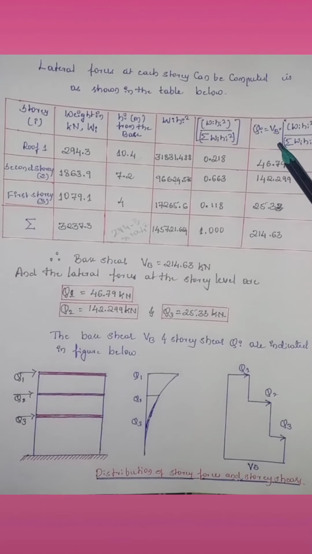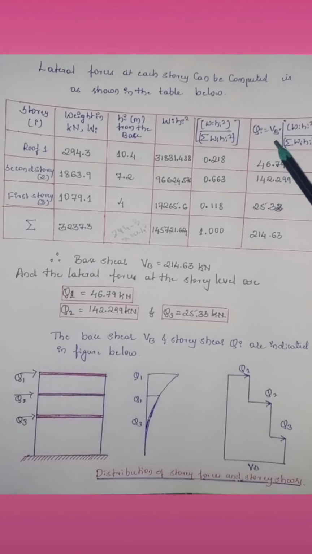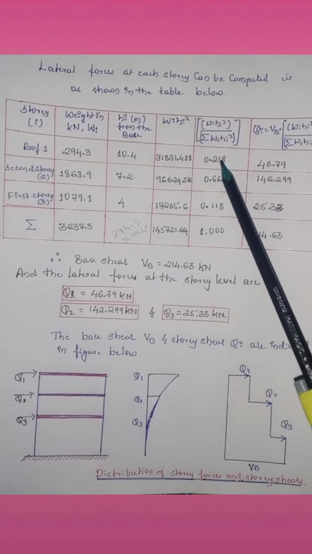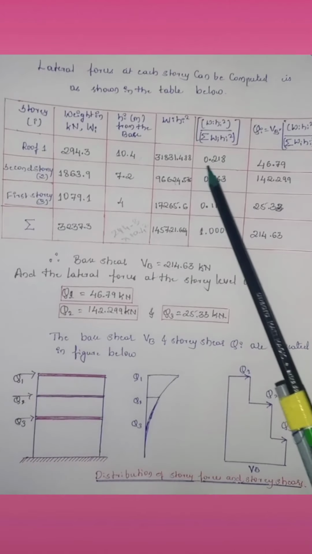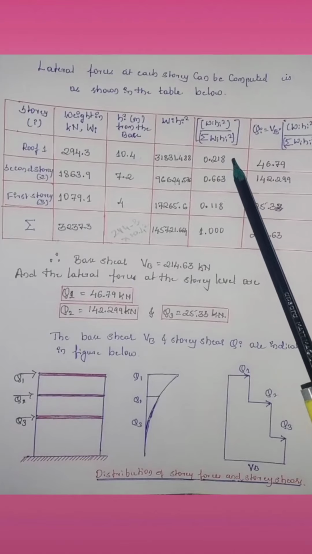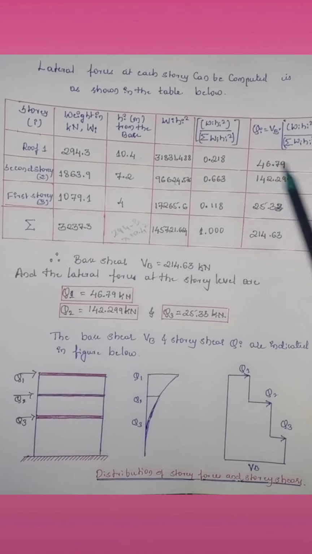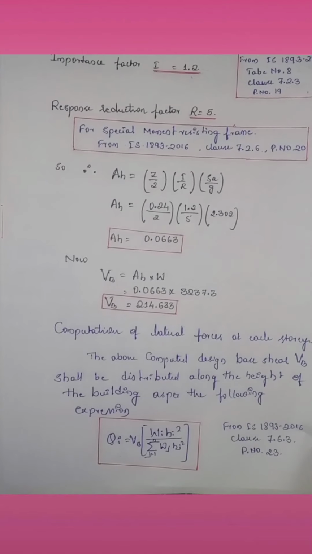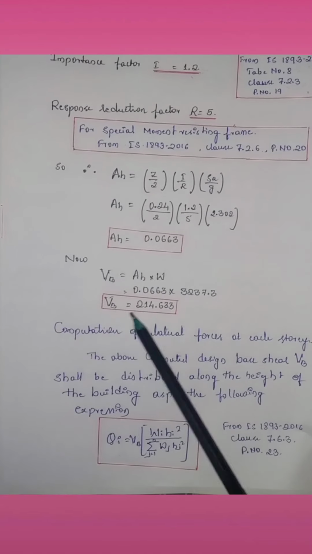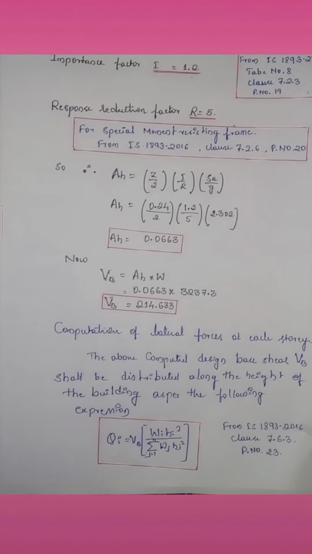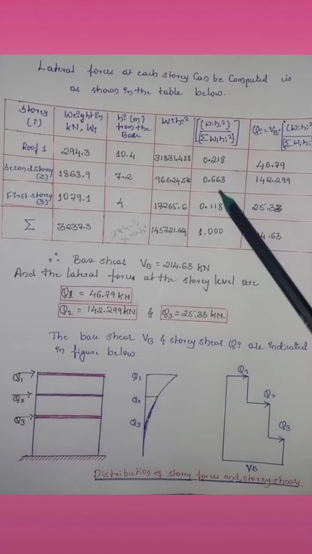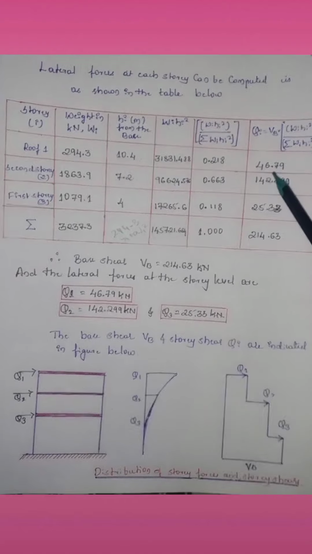Here you need to calculate Qi, that is story shear. How are you going to calculate story shear? Whatever answer you got in this particular column, multiply this answer by your base shear. How much did you get for base shear? Actually, you have already calculated the base shear. I'll take that slide or paper here. See here, this we have calculated. Vb is equal to 214.633. This value Vb multiplied by this, you will get 46.79.